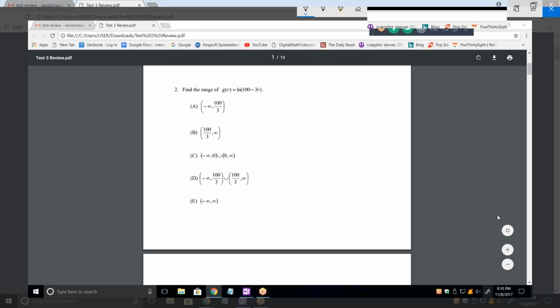Well, let's graph a normal looking log function. In other words, that would be y equals natural log of x. What's the range of that function? Remember, for the range you look vertically. When you're thinking domain, you look horizontally. When you're thinking range, you look vertically.